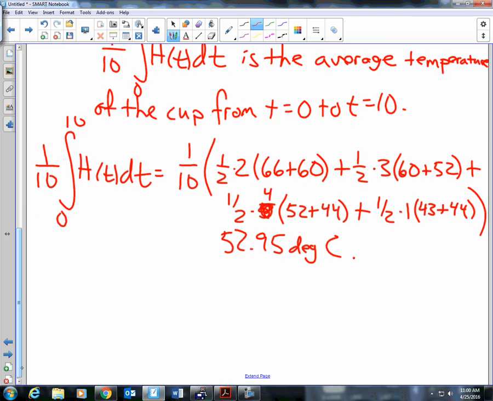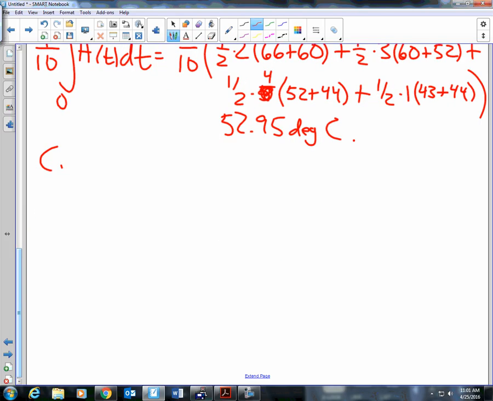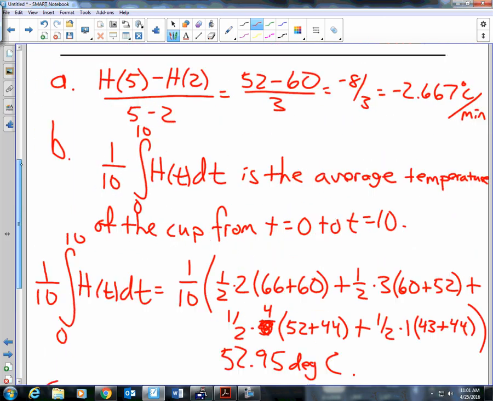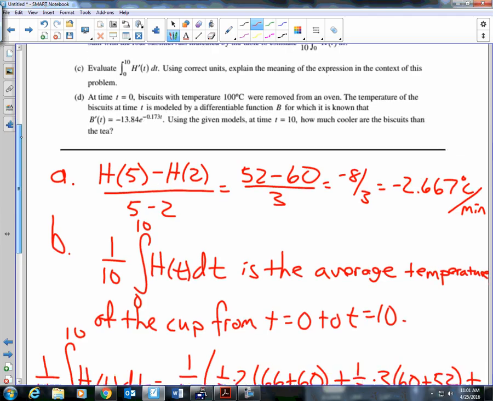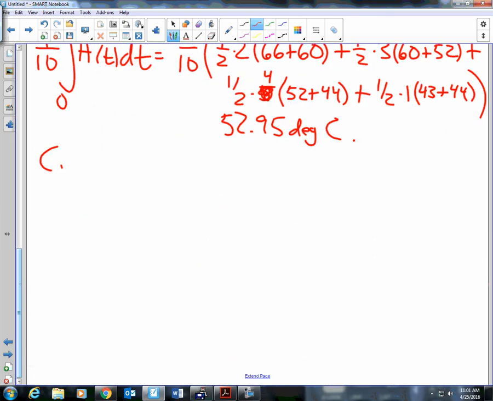Okay, part C. Part C looks challenging. It's really actually quite simple. It says evaluate the integral from 0 to 10 of h prime of t dt. You guys remember how to do integrals, right? What's the antiderivative of h prime? Just h.